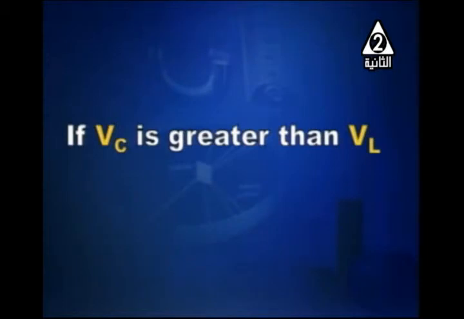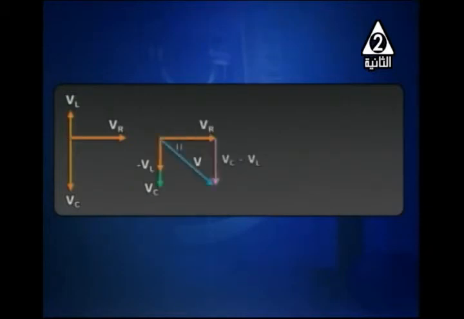And what if VC is greater than VL? VC is greater than VL, so we'll change the direction of VL and put a negative sign. Okay, this is the vector diagram for voltage, and the vector diagram for reactance is shown in front of you. We'll do exactly the same.